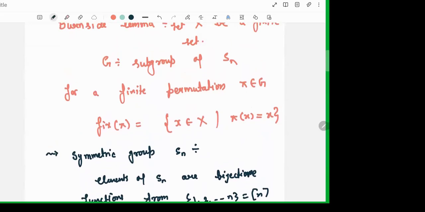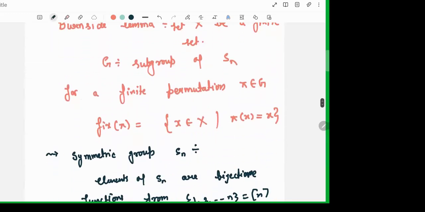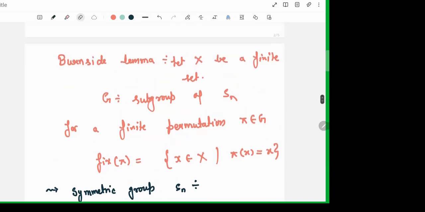So here I am writing Burnside's lemma. I should write the full statement. Here you said G is a subgroup of Sn. Sn was defined on an n set, right? Permutations on an n set, bijective functions on an n set. So what if G is not finite? But G is a finite group, I am assuming. Okay. So any finite group is a subgroup of Sn.